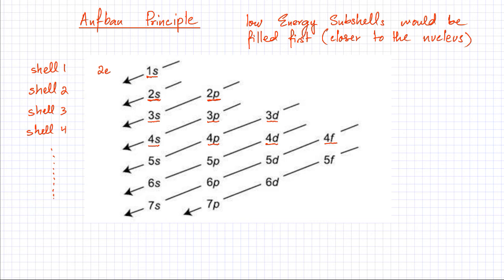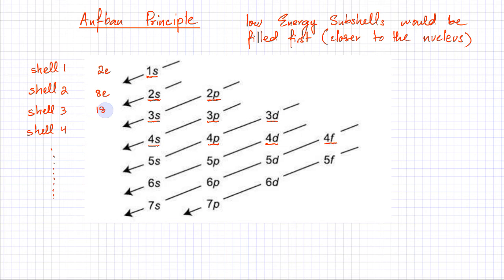If you look at the second shell, it has 2 subshells. An s subshell that could accommodate 2 electrons and a p subshell that can accommodate a total of 6 electrons. So that's a total of 8 electrons in the second shell. If you look at the third shell, you have an s subshell, a p subshell, and a d subshell. There are 5 orbitals over here, 3 over here, and 1 over here. So that's a total of 18 electrons.